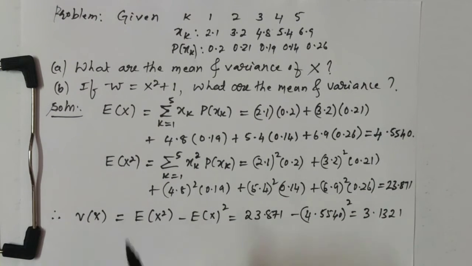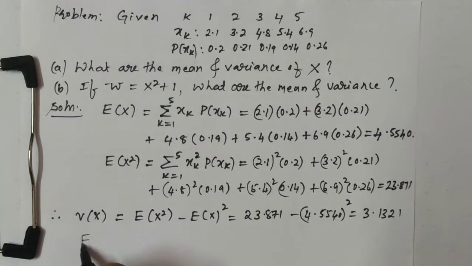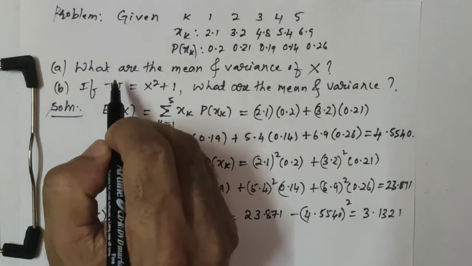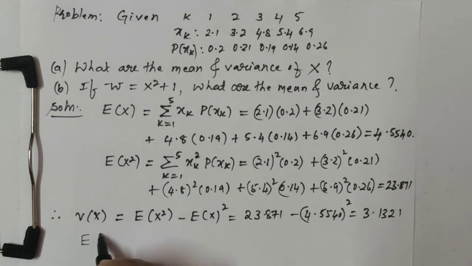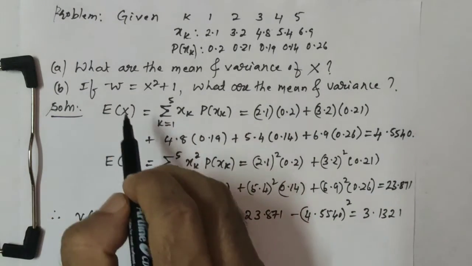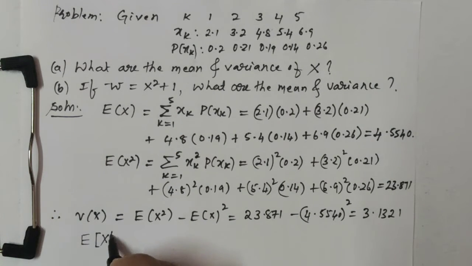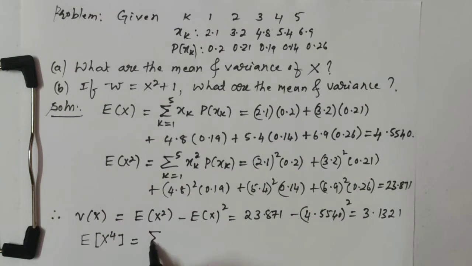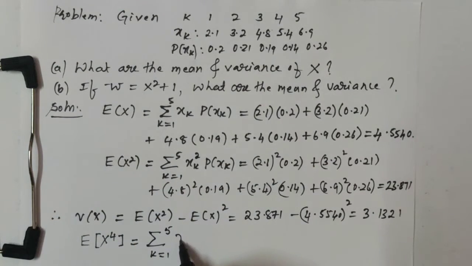Next, to find the variance of w, we need to find the expected value of x power 4, because when you square w, you need to find the expected value of w square, isn't it? If you square it, you will find x power 4. Therefore, before we find the mean and variance of w, let us find the expected value of x power 4. With the same formula, we have the summation from k equal to 1 to 5 of xk power 4 into the probability p of xk.